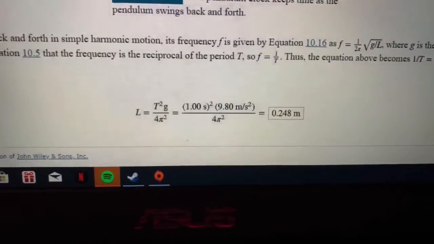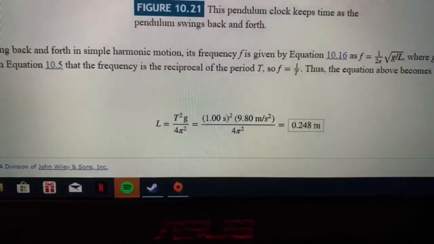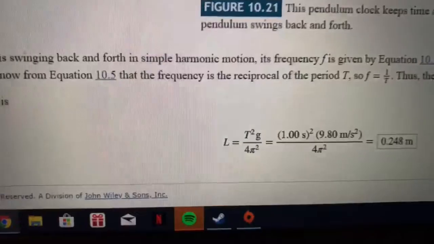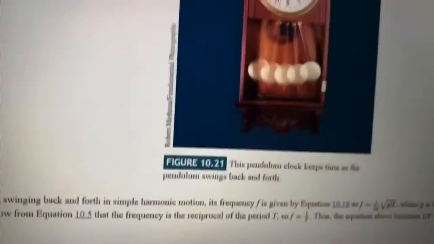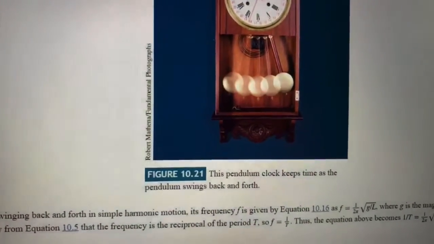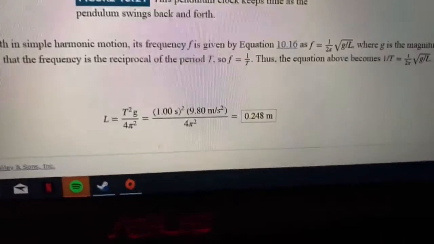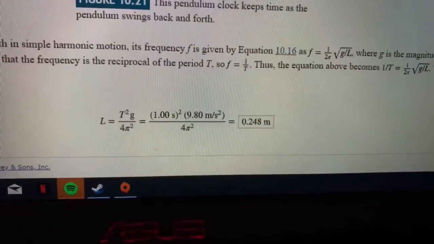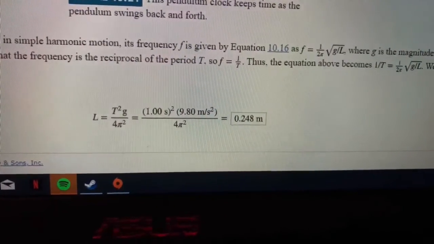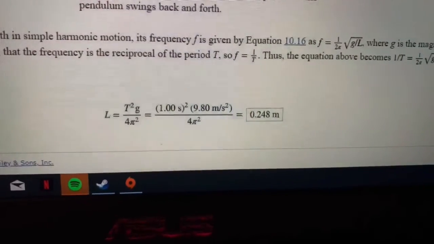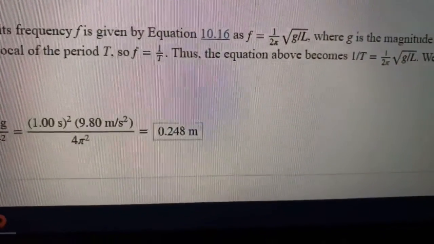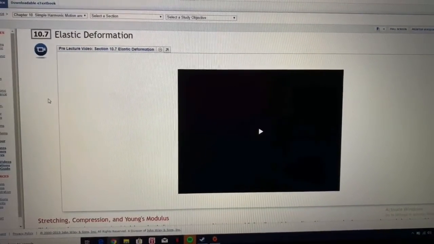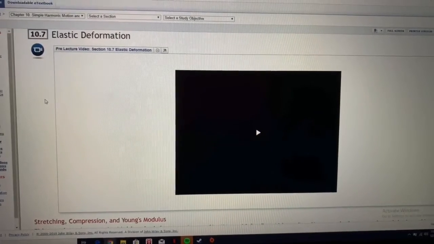The working is L = T squared multiplied by g over 4 pi squared. g is given since the pendulum is moving back and forth, and that would give us the values of 1.00 seconds squared multiplied by 9.80 meters per second squared over 4 pi squared, and would give us the final answer of 0.248 meters.